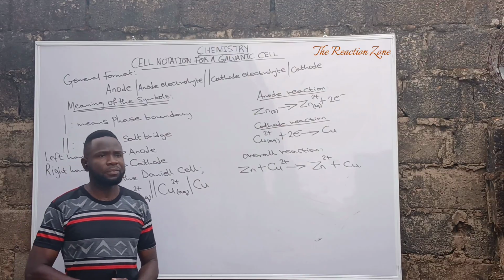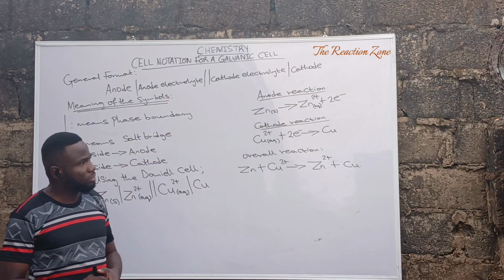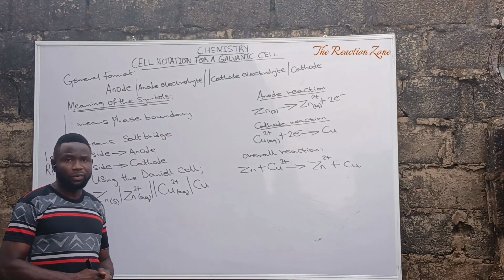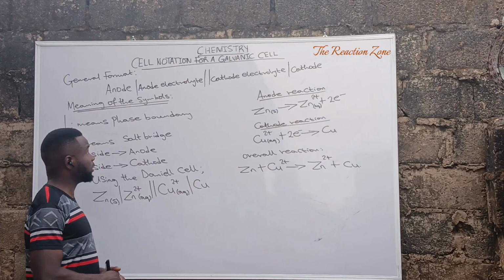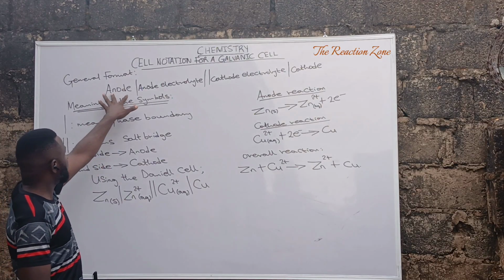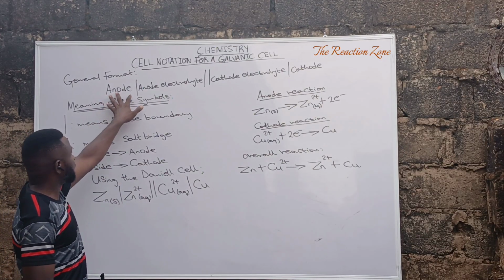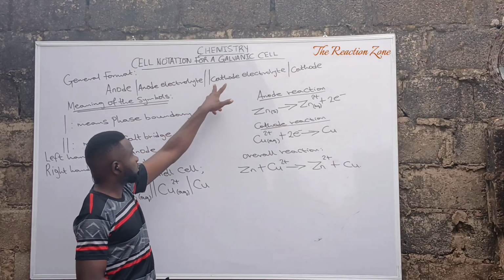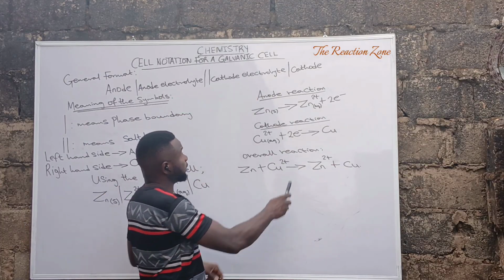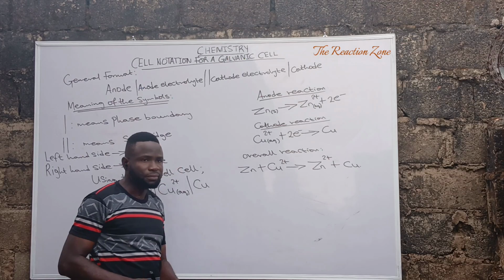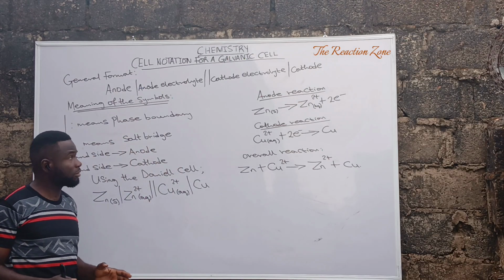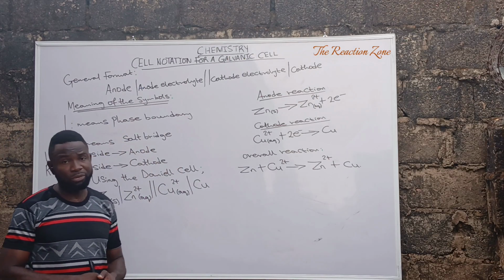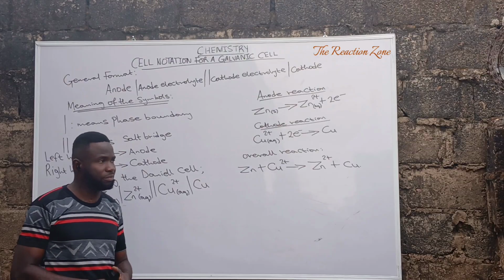The general format of the cell notation for a galvanic cell is the anode is represented first, followed by the anode electrolyte, and then the cathode electrolyte, and finally the cathode. So that's the general format for using cell notation to represent a galvanic cell.